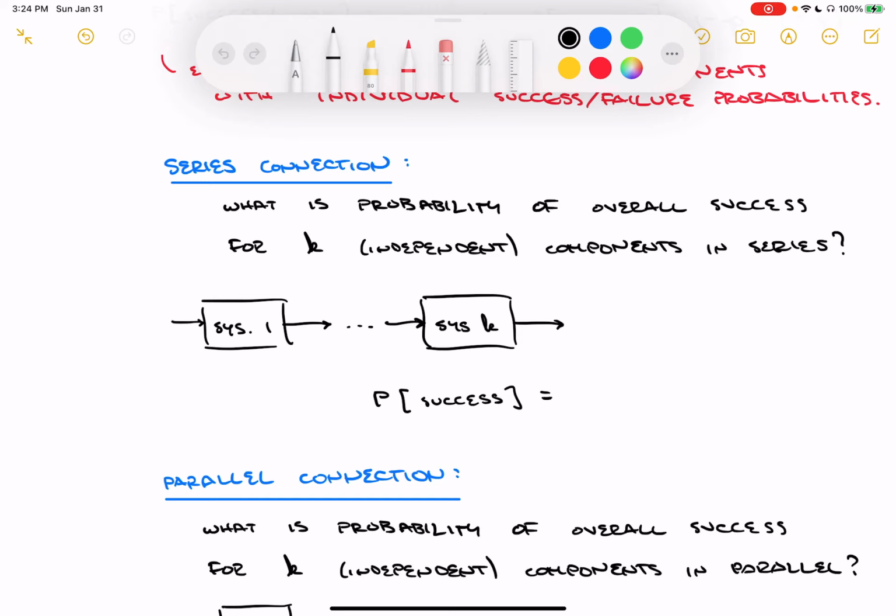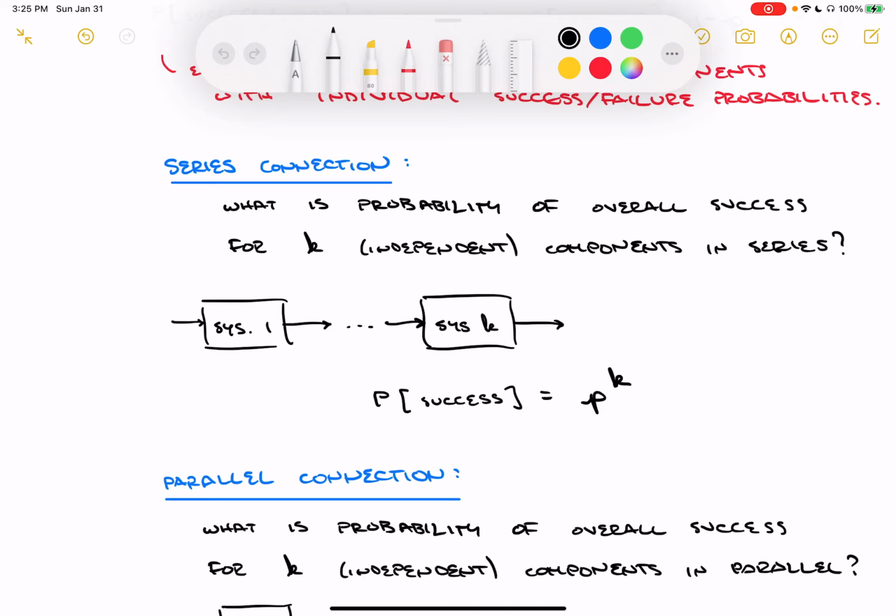So in the series connection, the probability of success requires that all k systems succeed. Because they're independent, we can just multiply those guys together. And so the probability of success is just going to be p raised to the k, right? The overall success probability depends on all systems simultaneously being operational. And since there's k of them in series, and because they're independent, we just multiply them through.